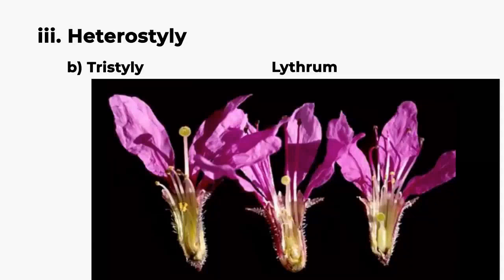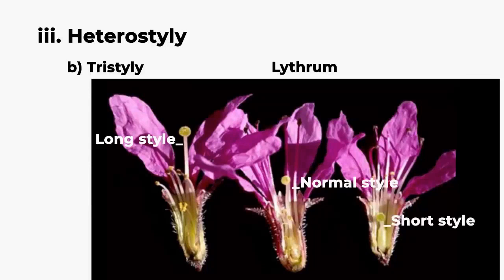Let us now learn about tristyly, and this condition is seen in Lythrum. As the term indicates, here the plant produces three types of flowers with respect to the length of the male and female sex organs. As shown in the image: long-styled, normal-styled and short-styled. Long-styled has short and middle stamens, the normal-styled will have long and short stamens, and the short-styled flowers will have long and middle stamens.